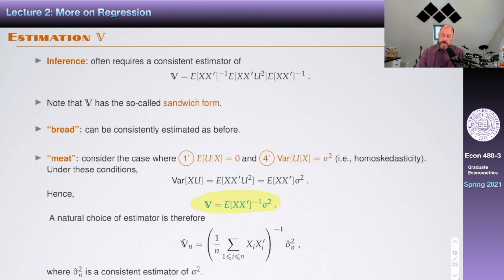The first one is the expected value of xx prime inverse, which we already said is just the bread. We know how to estimate that. So the only issue is how we estimate sigma square. And so a natural choice for this estimator will be this object, which is the guy that we're using everywhere, times sigma hat square n, where sigma hat square n is a consistent estimator of sigma square. And if we do this, then we're going to have, by, again, continuous mapping, a consistent estimator of B. So we're going to describe what this consistent estimator sigma hat square looks like.